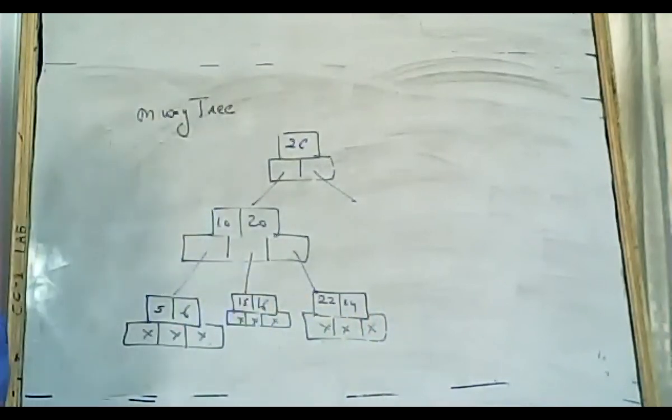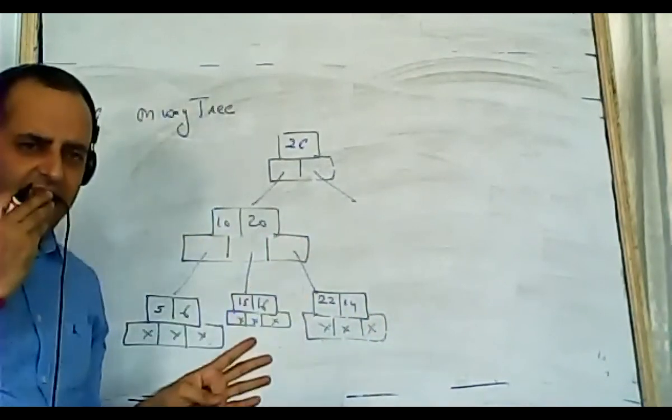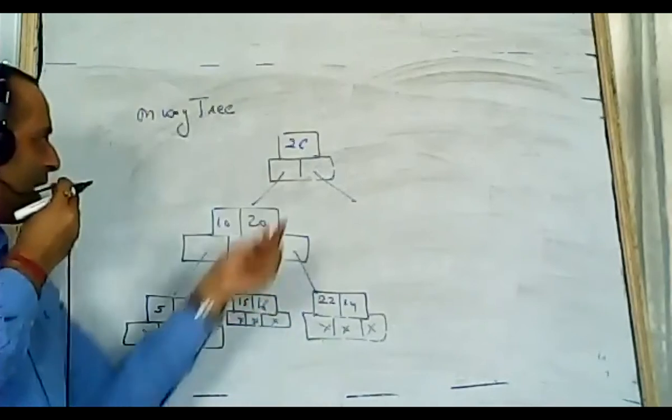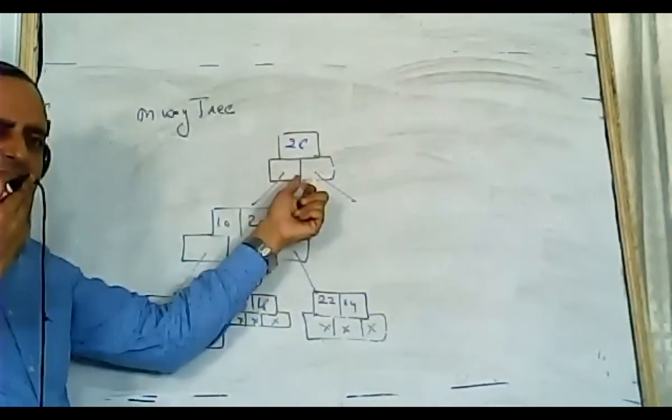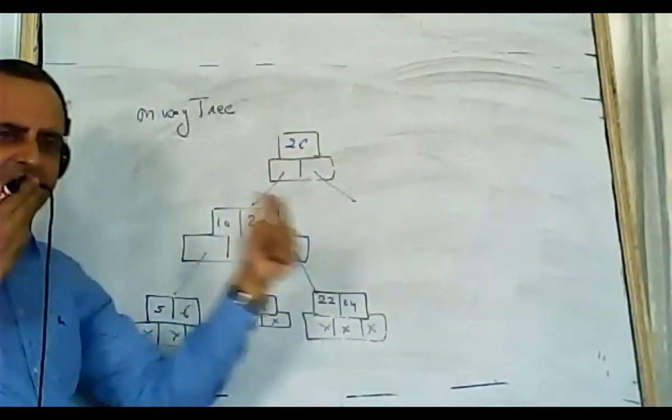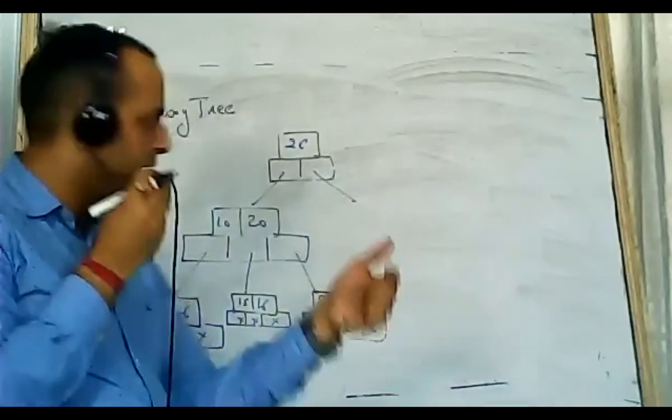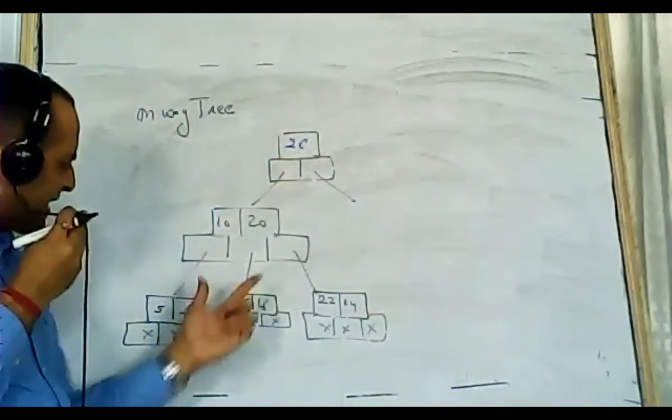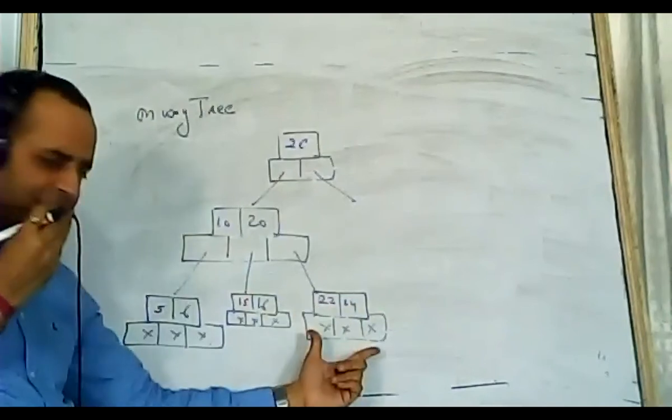Now see this tree, the M-way tree. It is again a binary search tree, with key 26. How many keys do we have? However many elements there are, the number of keys will be n plus 1. So for 1 element there are 2 keys, for 2 elements 3 keys.